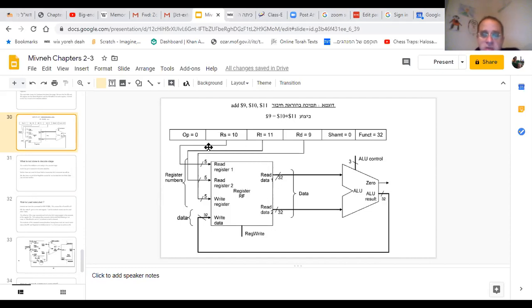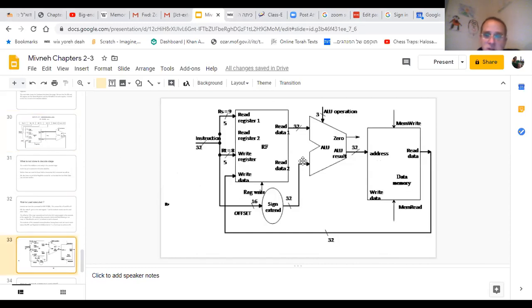So wait, let's go back here. This is this register, right? This has got the whole command in it, the whole add. But in this case, it's going to have the load word or the store word. And the 16 bits on the right is the offset. So let's go back to this picture.